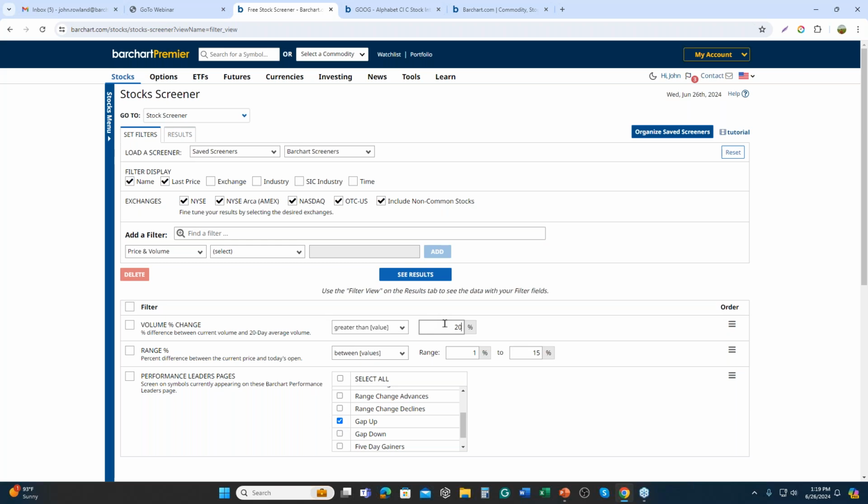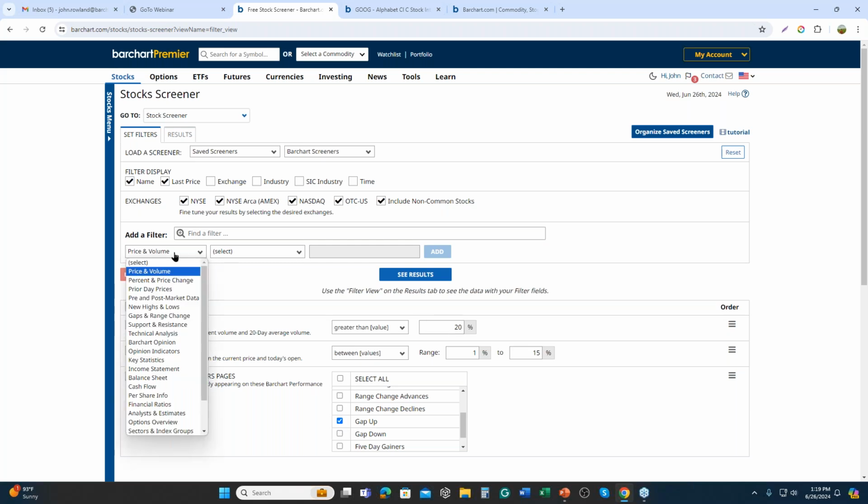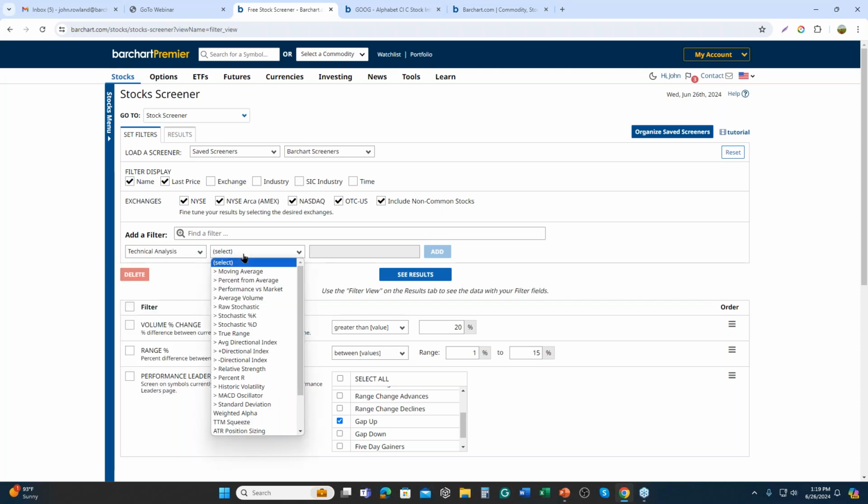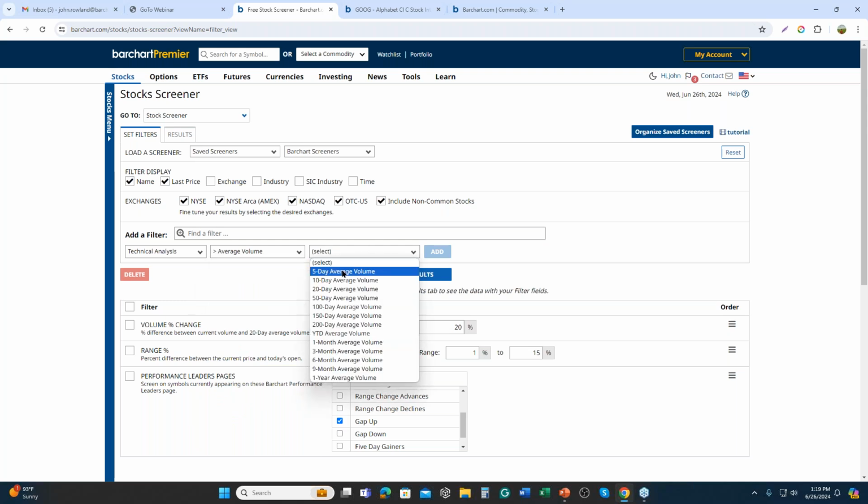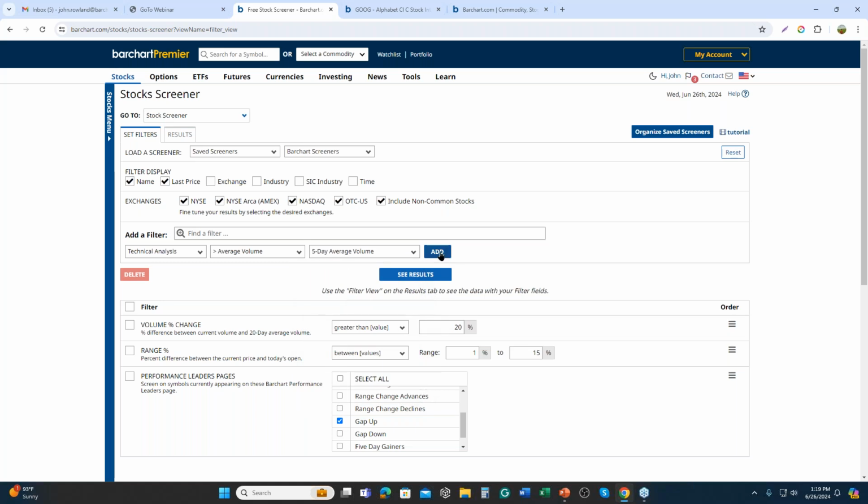And then let's look at, is volume building? Has volume been building as I go into this gap? Maybe this is the pressure that set the market on its way. So I'm going to go into technical analysis, and I'm going to look at average volume. And I want to see what has happened over, let's say, the last week, the last 5 days.